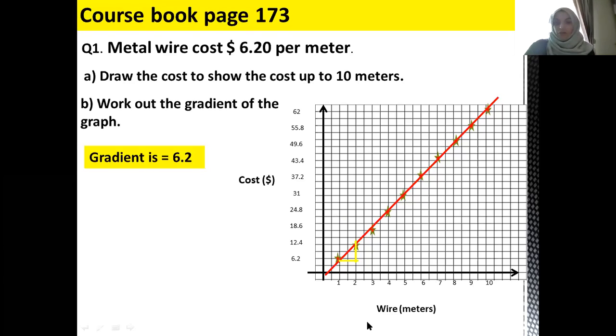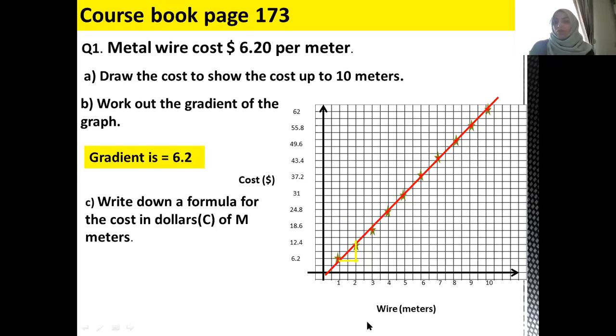After that, they will ask you to write a formula of the cost. We agreed that in direct proportion, y equals mx. Instead of y, what will I put? Cost. The question says the cost in dollars. A number multiplied by the x variable. Instead of x, what do we put? m. So 6.2 multiplied by m.